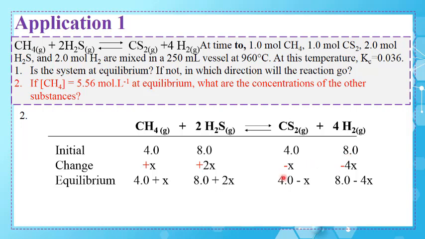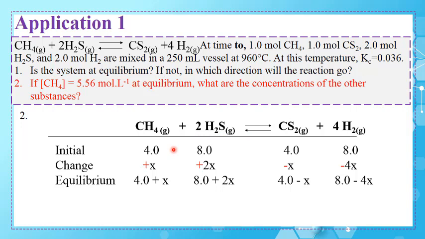Now pay attention to something very important. Why did we write the change here as plus, although CH4 and H2S are written at the beginning? Because in part 1 we said that the reaction will go in the backward direction. So actually these are considered to be the reactants and these are the products, because this is the direction followed by the reaction.